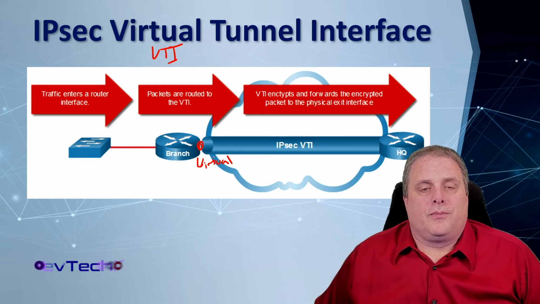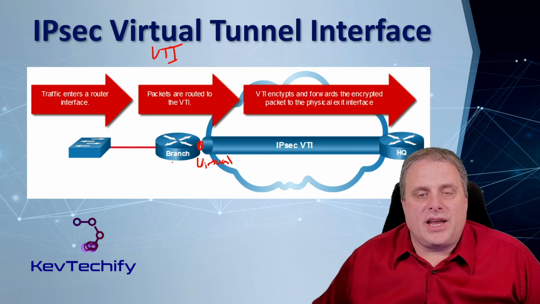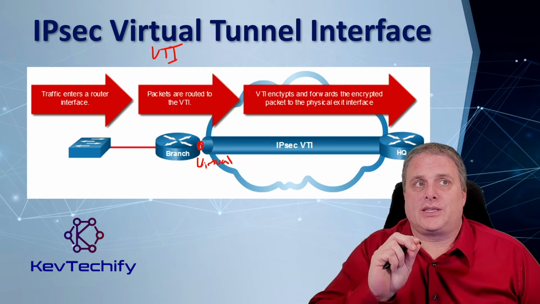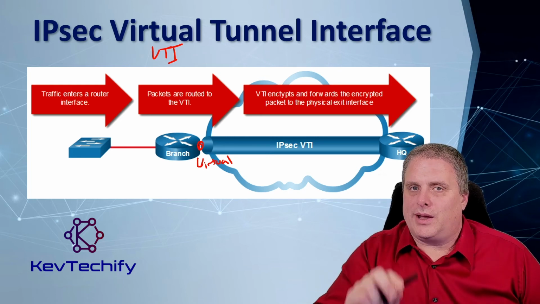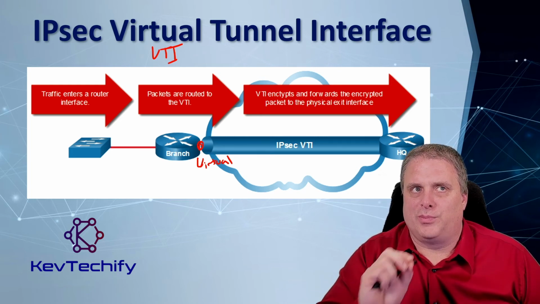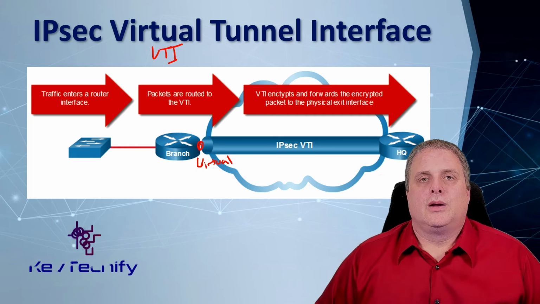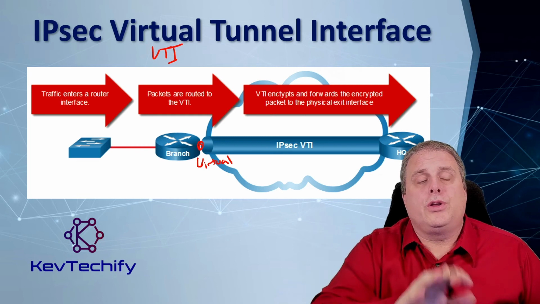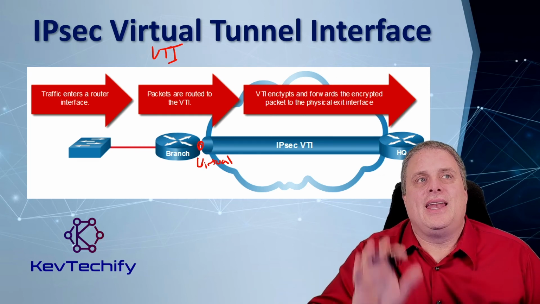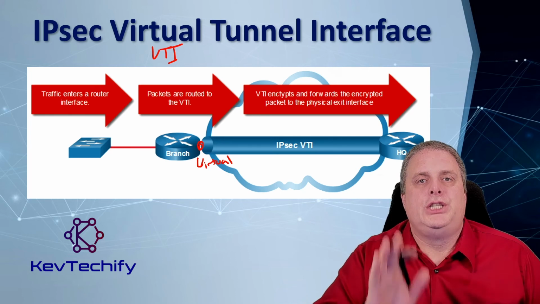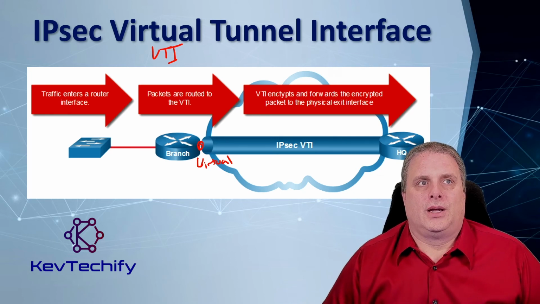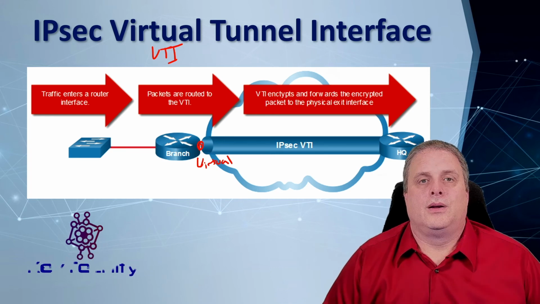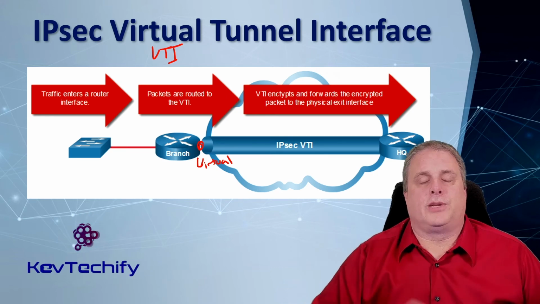Now, this VTI is capable of sending and receiving both IP unicast and multicast encrypted traffic. What this means is if you have to send routing protocols across your network, you can use IPsec VTI and not have to configure GRE tunnels. IPsec VTI can be configured between sites, or you can do a hub and spoke topology.